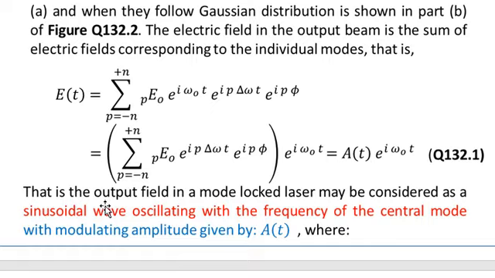So that is the output field. That is, the output field in a mode locked laser may be considered as a sinusoidal wave oscillating with the frequency of the central mode, with the modulating amplitude A of t. This A of t is the amplitude of the modulating wave, because it is the result of the addition of all the complex amplitudes of the longitudinal modes.